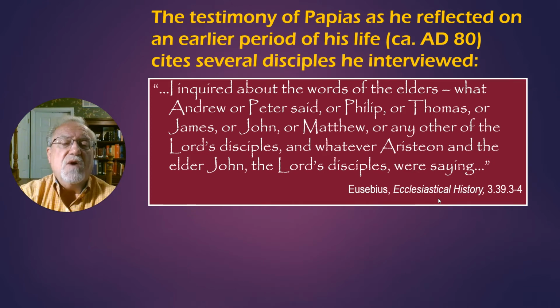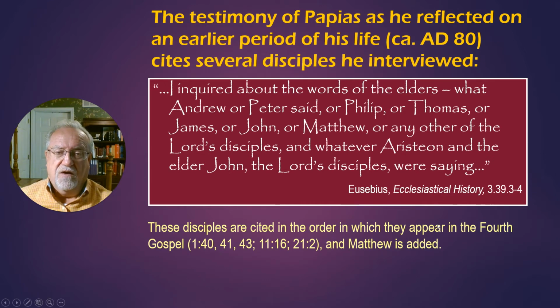But then he mentions 2 others, whatever Aristion and the elder John, the Lord's disciples, were saying. So here are 2 disciples that were close to Jesus. They were disciples of Jesus, and yet they don't seem to be part of the 12 apostles, Aristion and the elder John. Now, if you look at the order in which Papias names these apostles, he's going to actually name them in the order they appear in the 4th gospel.